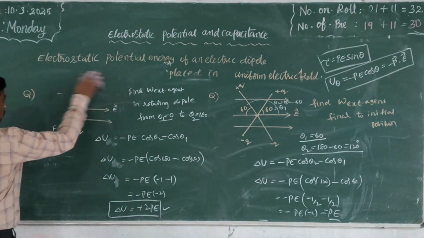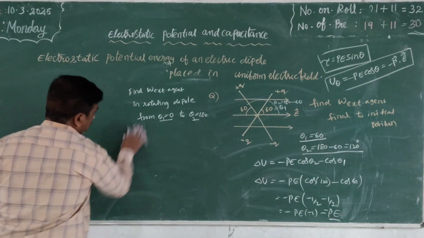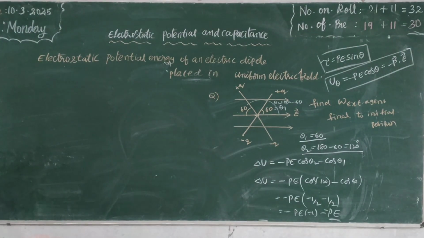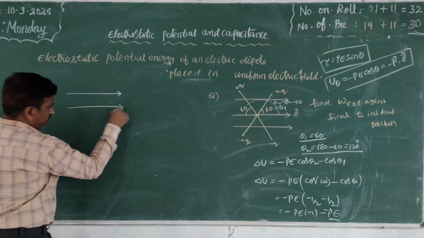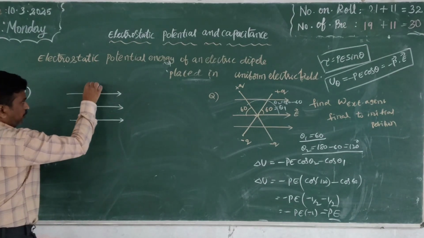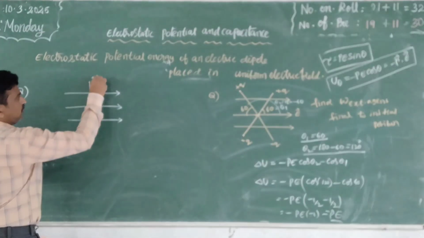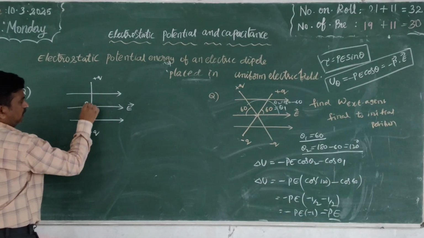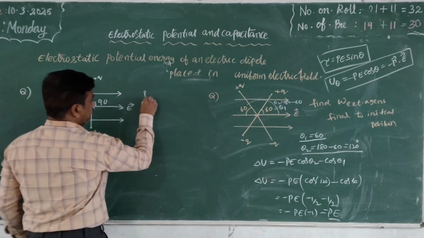See the last problem, it is important. Find the angular velocity of the electric dipole when it is released from rest and it crosses the equilibrium position. Here it is the electric field. The electric dipole is placed, this is the electric dipole, here plus q, it is minus q. What is the angle between the electric field and the electric dipole moment? Here 90 degrees.